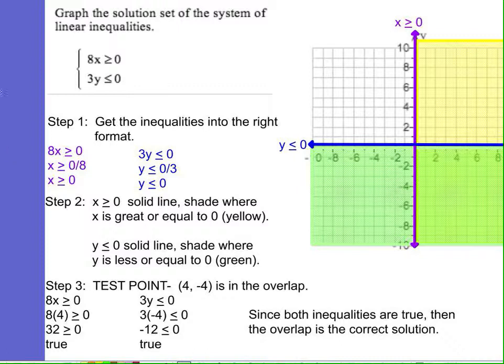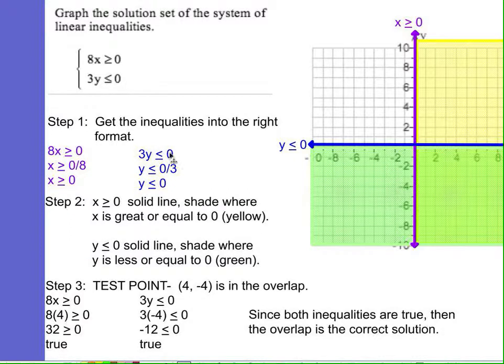Again, when we're graphing a system, once again, we have 8x is greater than or equal to 0 and 3y is less than or equal to 0. Step 1, we need to get our equations right. For the first one, we need to get x by itself. 8 is multiplying the x, so we're going to divide, use our inverse properties. So 0 divided by 8 is 0, so x is greater than or equal to 0.